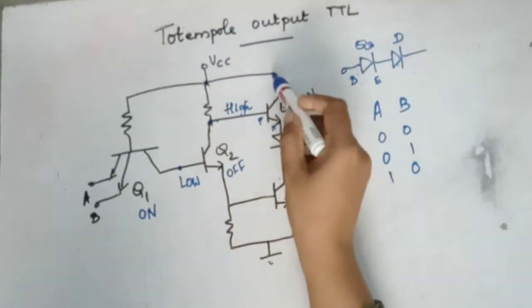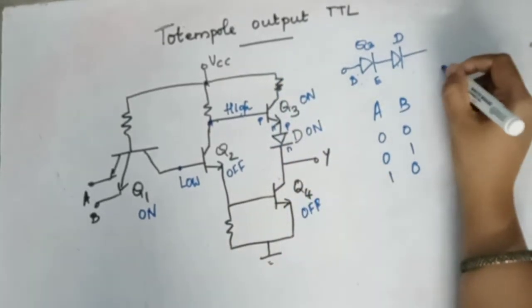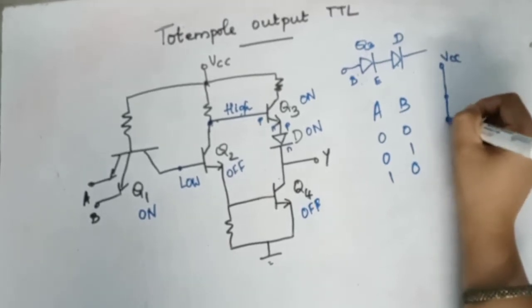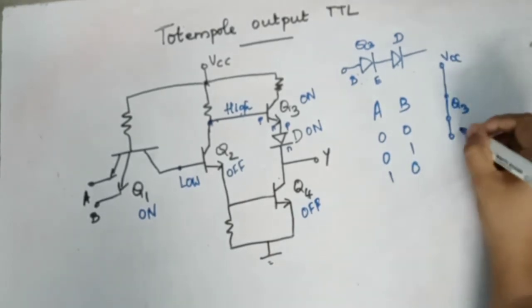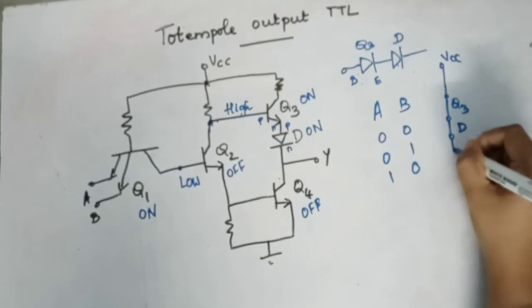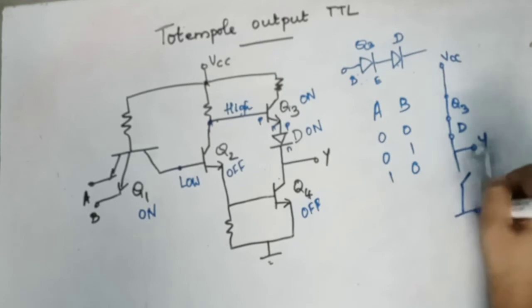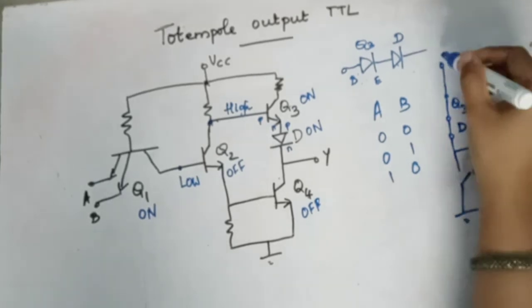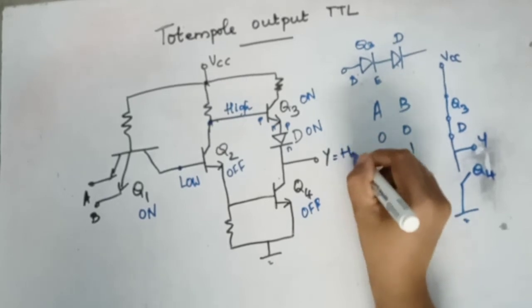Here you have VCC, resistor, Q3 is on, so it's a closed switch. D is another closed switch, it's on. Then you have Y, then you have an open switch, which is Q4. So what will be Y? Y doesn't have a connection to ground. It has a connection to VCC. So Y will be what? Y will be high.